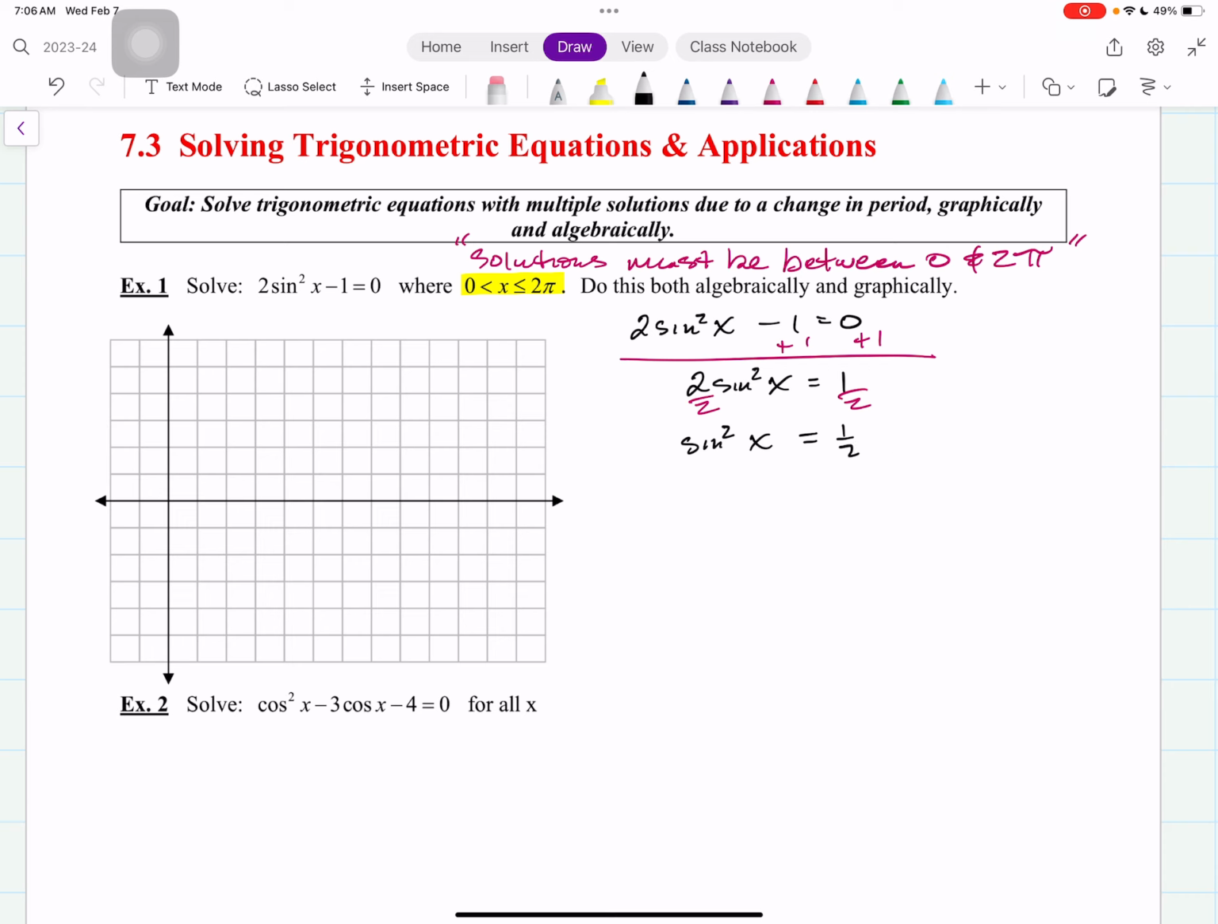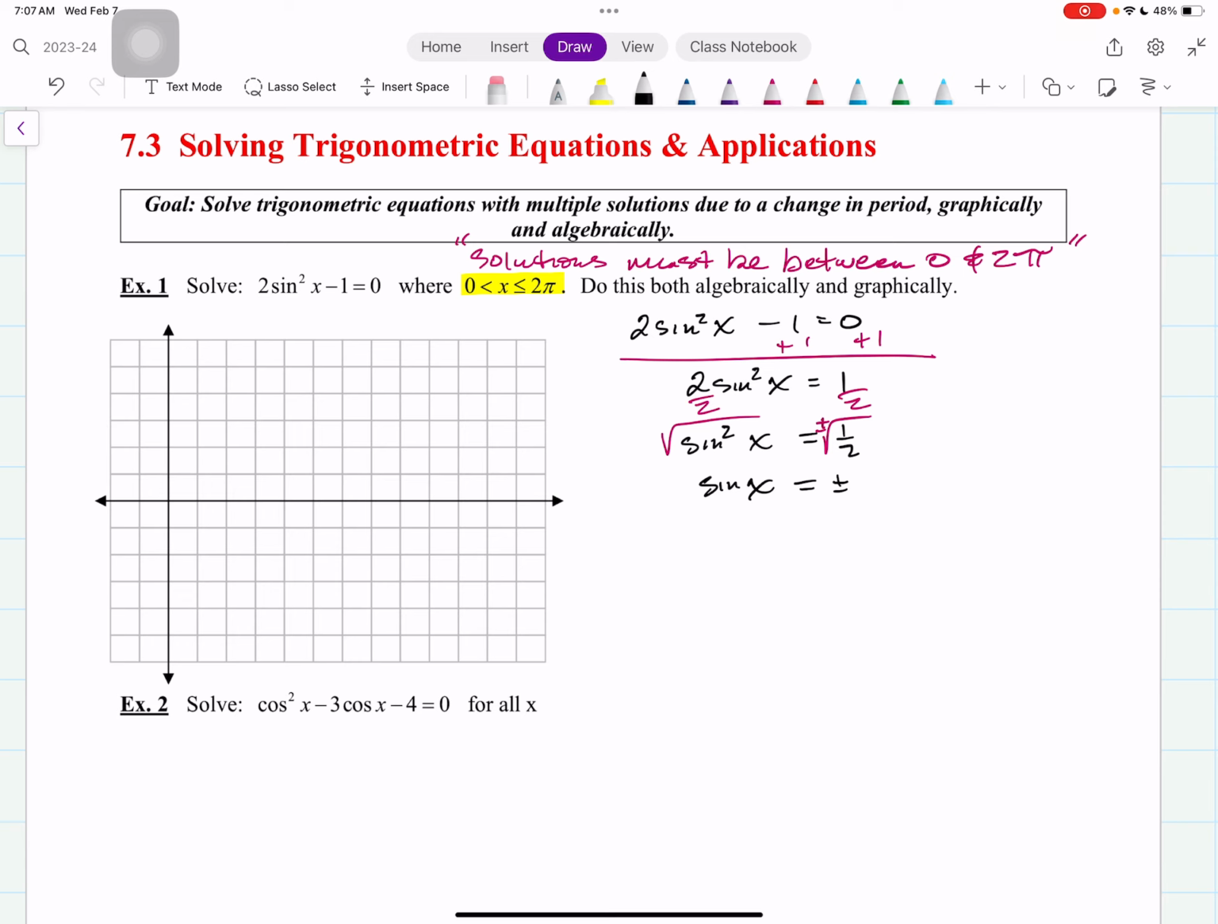And guess what? We've seen that ratio on the special right triangles. The question is, which one do we need? Well, before we go there and before we graph, we have to square root both sides. When a variable is being squared, we usually square root. But we've got to be careful here. When you square root the right side, you have to include that plus or minus symbol, so we have two possible solutions. And the square root of sine squared x is just sine of x. So we have sine of x is equal to plus or minus the square root of 1/2.